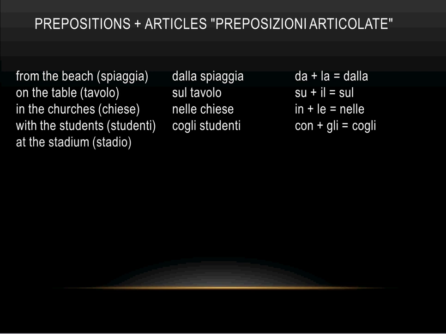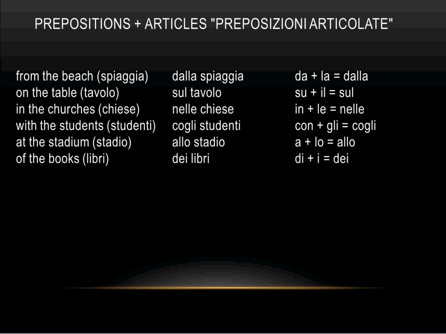At the stadium, stadio. Allo stadio. A, the preposition. Lo, the definite article for a masculine singular noun starting with an S plus a consonant. Allo stadio. Of the books, libri. Dei libri. D plus E for I libri equals dei libri.